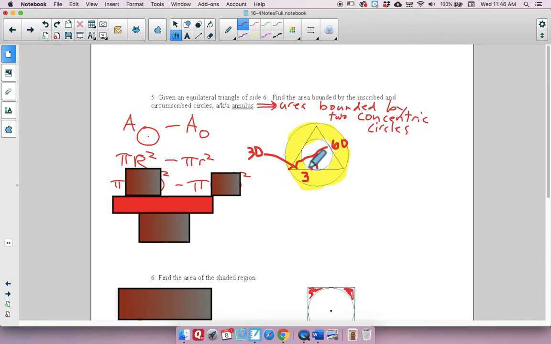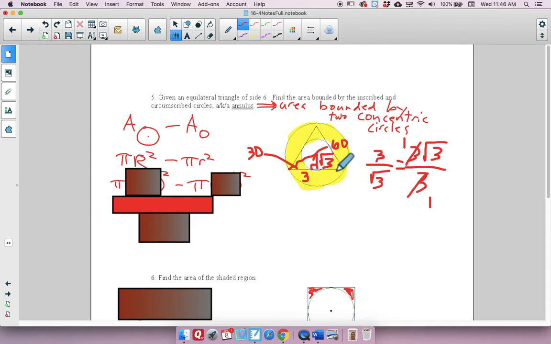Well, we have a 30-60-90 triangle, and if the side opposite the 60 is 3, then what would we do to get the side opposite the 30? Remember, we would divide by root 3. So we go 3 divided by root 3. We multiply top and bottom by root 3, so we get 3 root 3 over 3. And then what cancels? The 3's. And we're left with just root 3. So this is root 3.